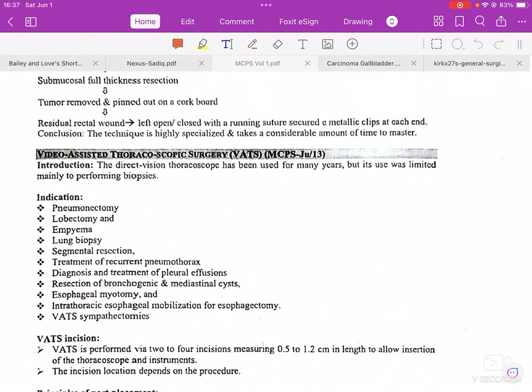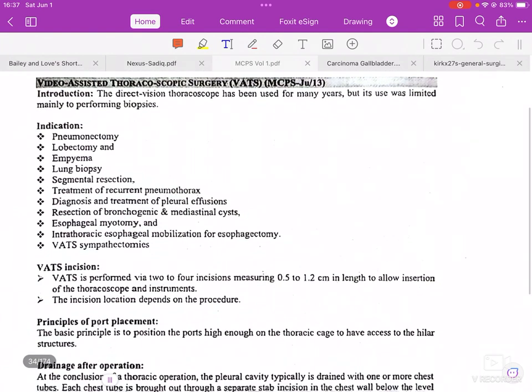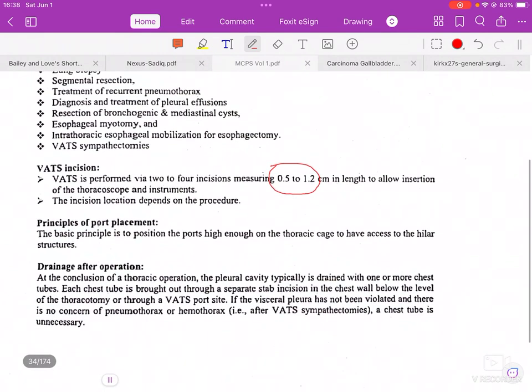esophagectomy, VATS sympathectomies. So VATS sympathetic nervous system neurectomy. I think next it will be the VATS incision. So VATS incision is important. It is performed via 2 to 4 incisions measuring 0.5 to 1.2 centimeters in length, allowing insertion of the thoracoscope and instruments. The incision location depends on the procedure.